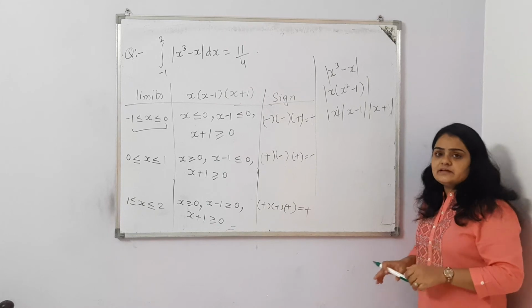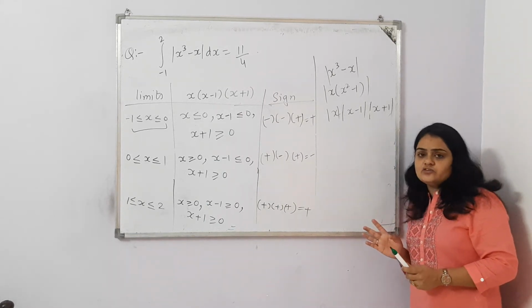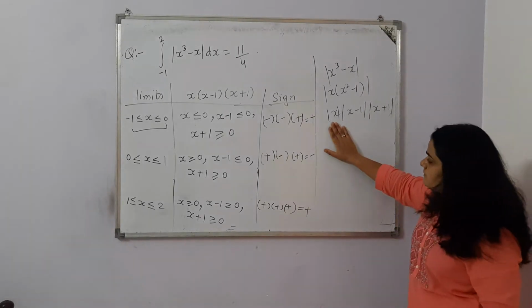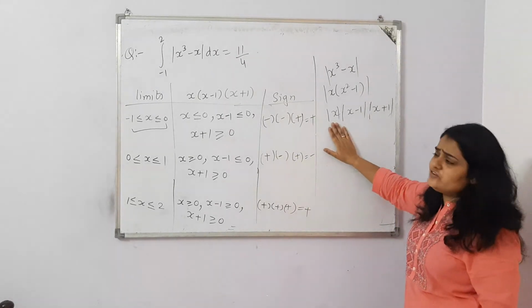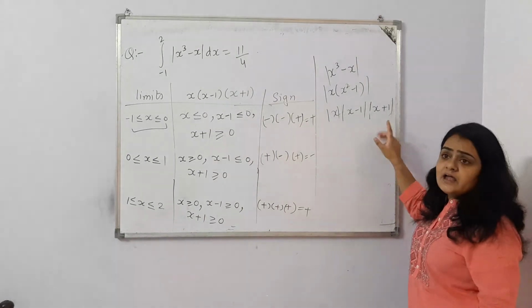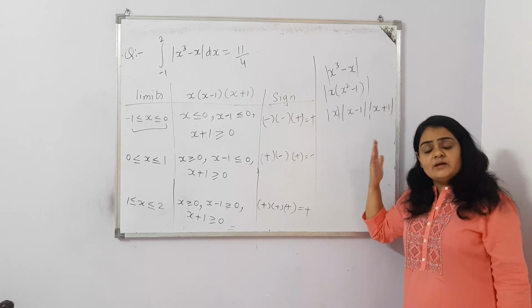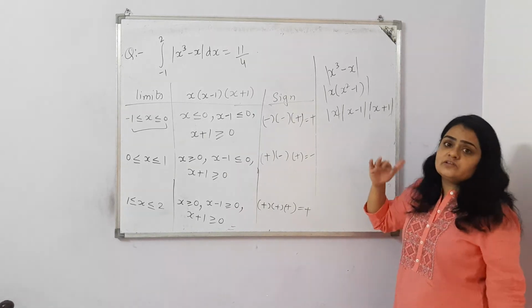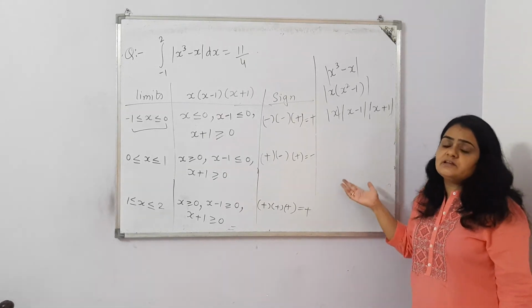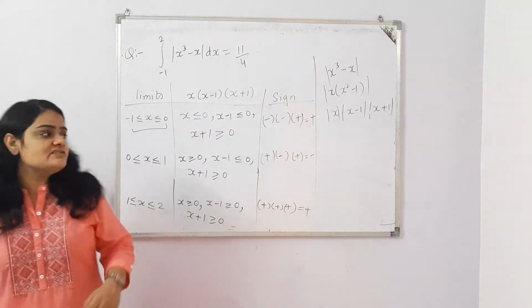Another method you can do, just like the last question, is apply the definition of every function, modulus x minus 1, modulus x plus 1, and then find the limits for which the function is positive and for which it is negative. So that question will become quite lengthy. So this is one of the easiest ways.